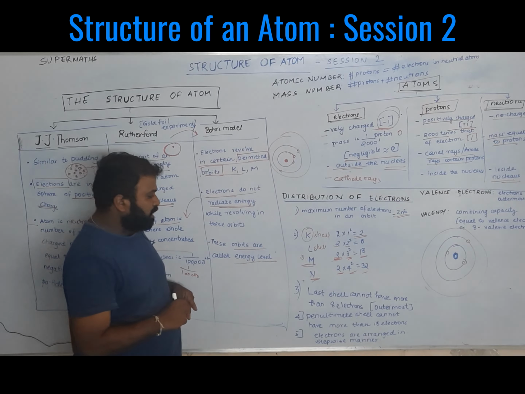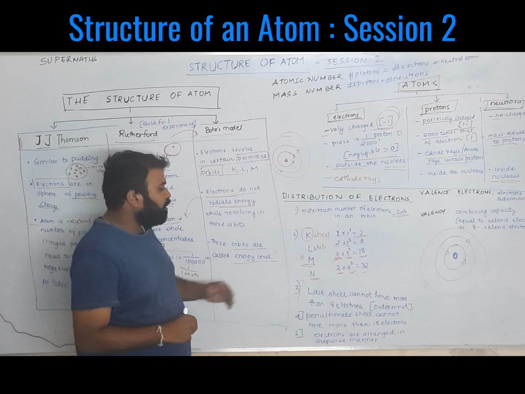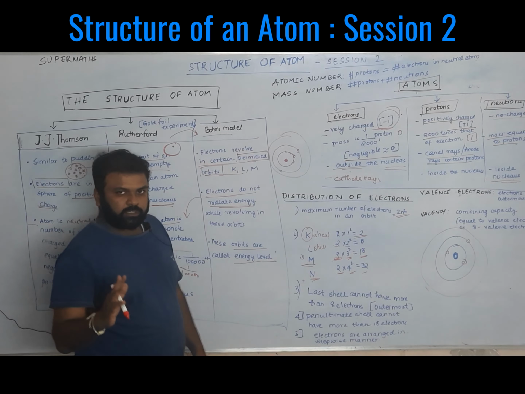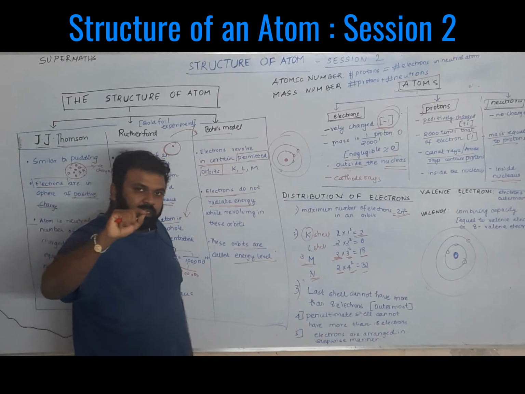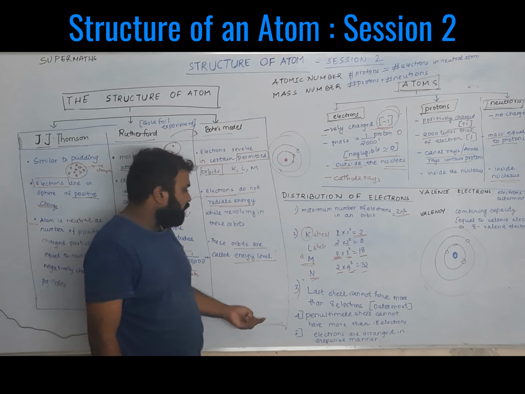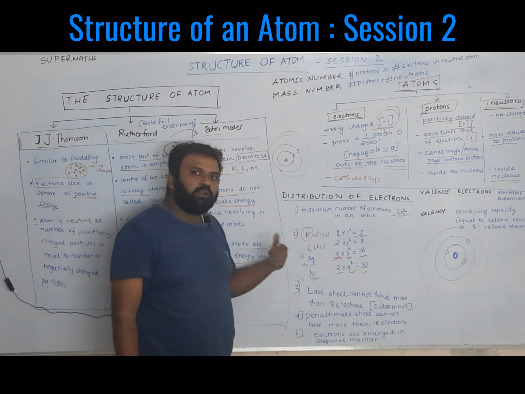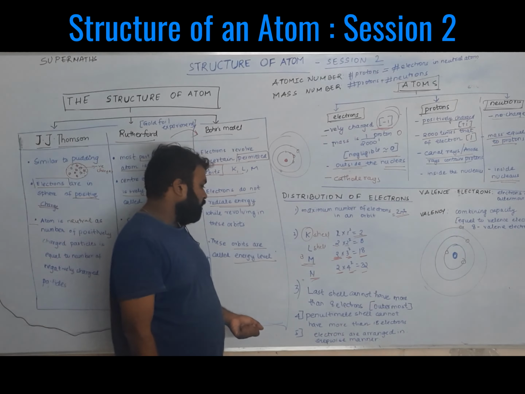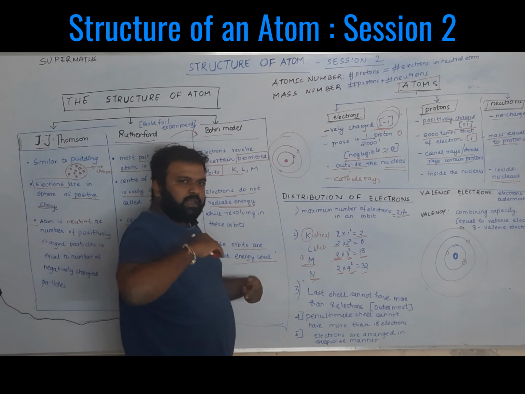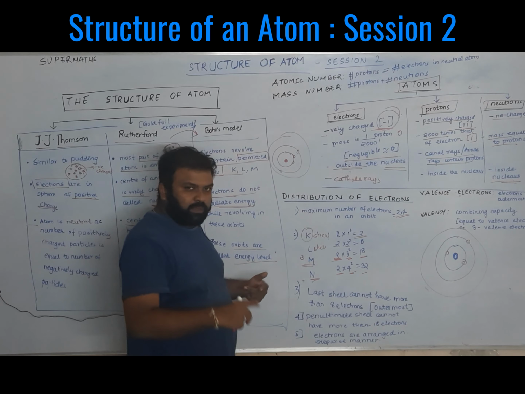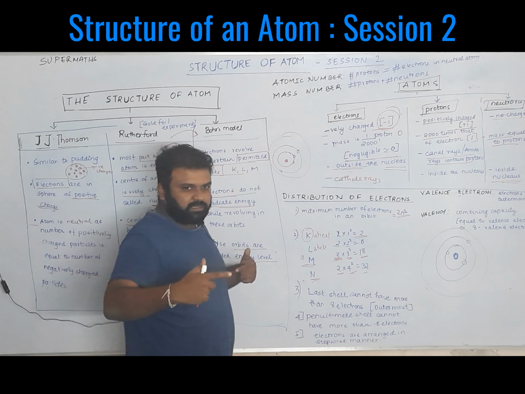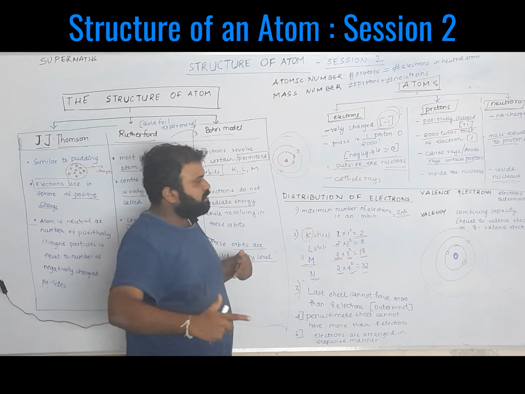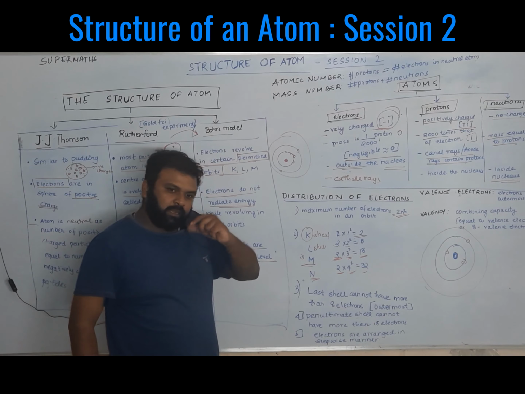Apart from this, there are several other rules: the last shell cannot have more than 8 electrons. The maximum that the last shell can have is 8 electrons. The penultimate shell cannot have more than 18 electrons, and the electrons are arranged in a phase-wise manner. That we can see in the next session, how electrons are arranged.